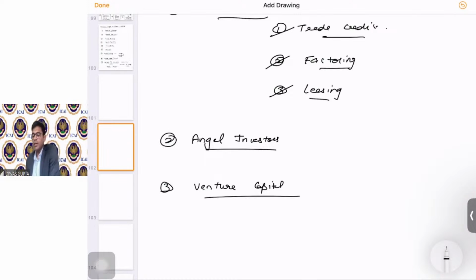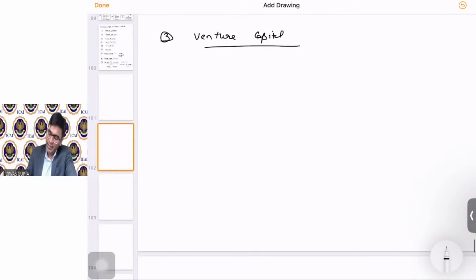Third part is actually venture capital. Now, students, this is a very, very important topic. I request all of you to please hear me out. Yes. So venture capital is actually structured in the following manner. So first of all, students, there is a special purpose vehicle.